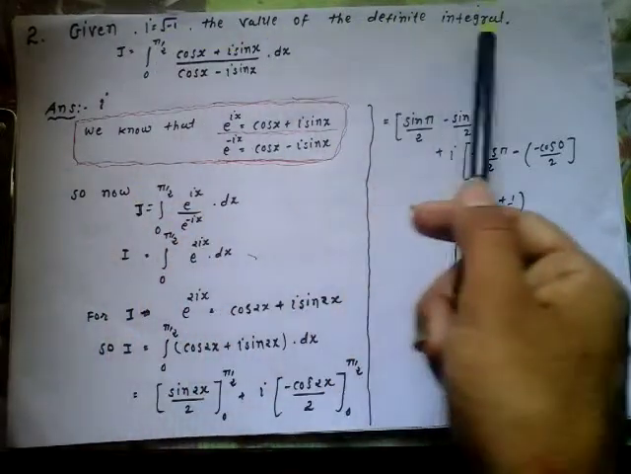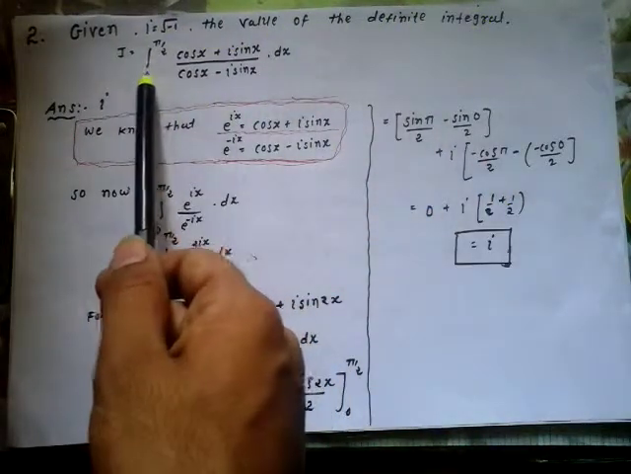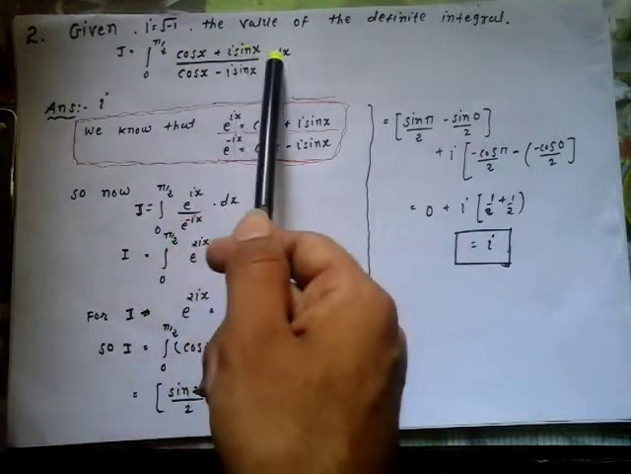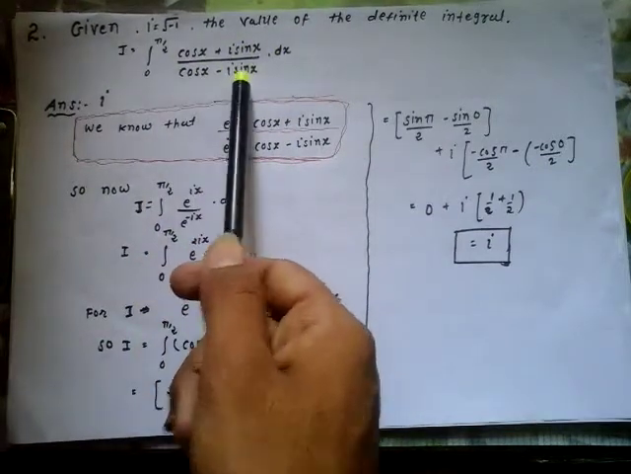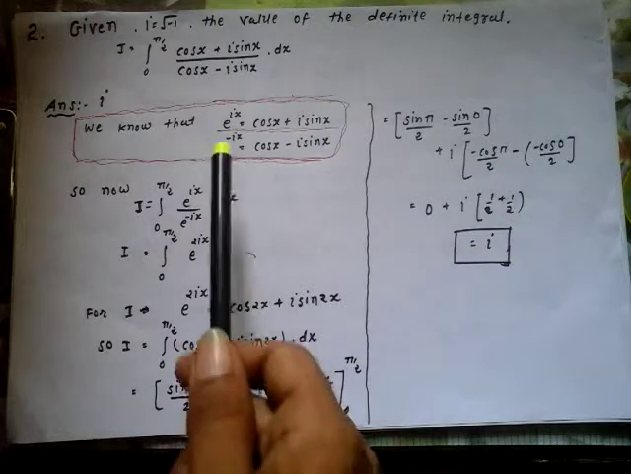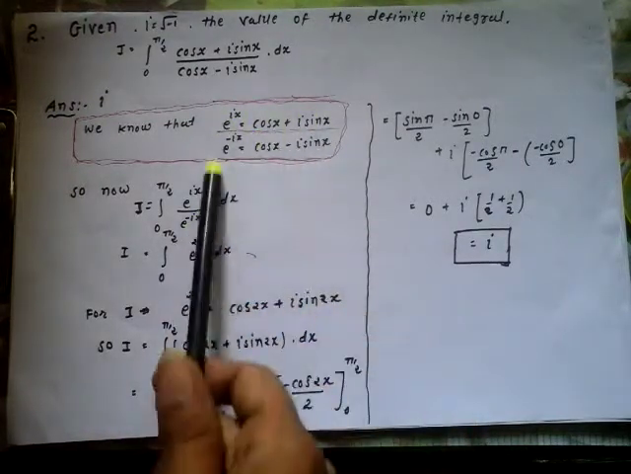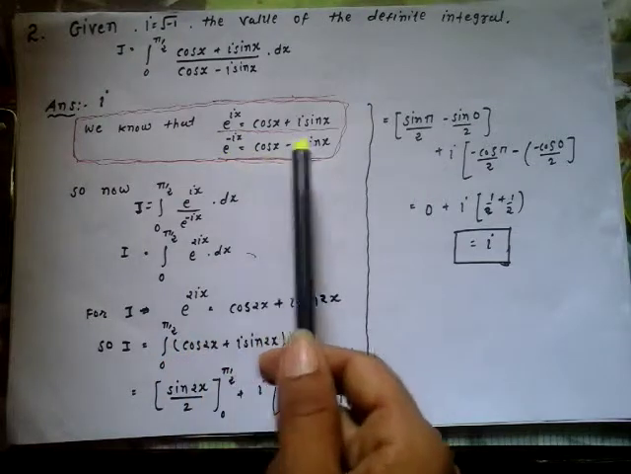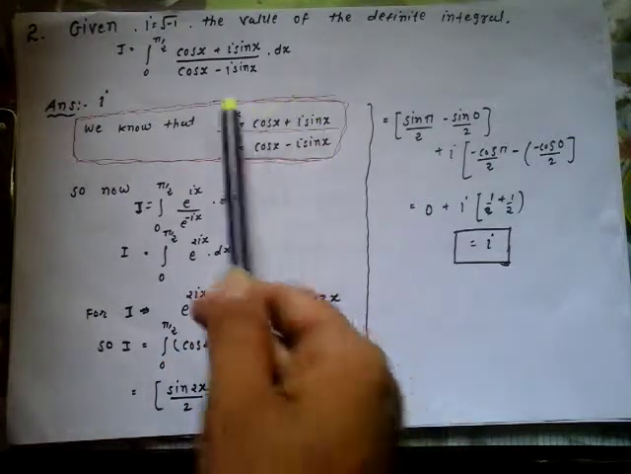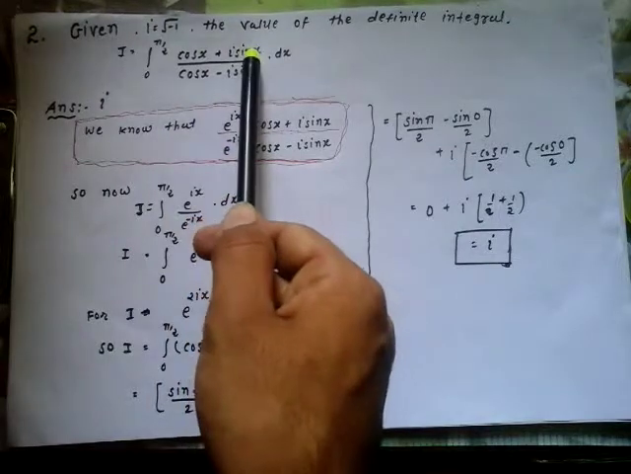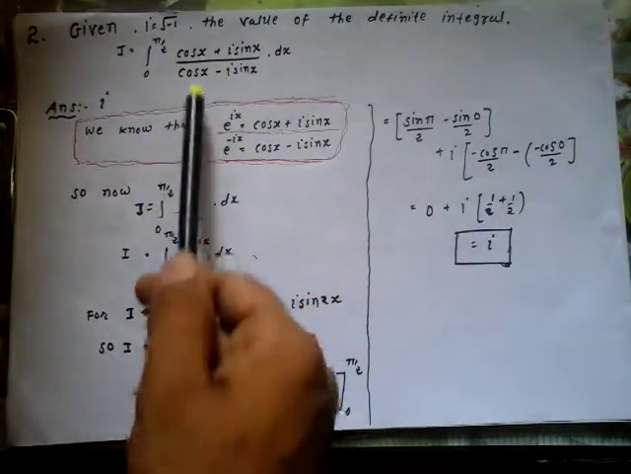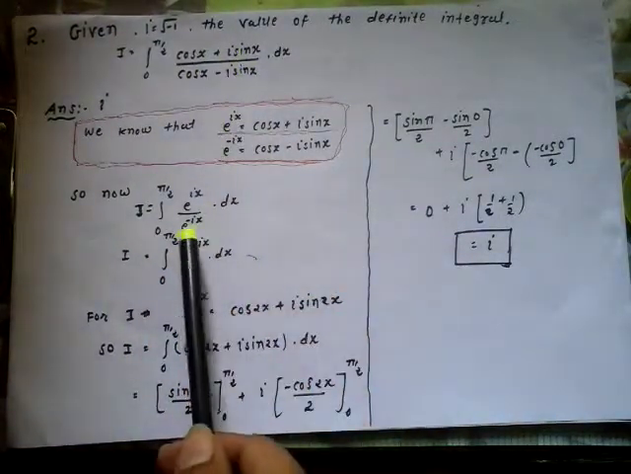Another one is given, i is equal to minus under root 1. The value of the definite integral from 0 to pi by 2 of cos x plus i sin x upon cos x minus i sin x. First, what you have to keep in mind is that e raised to ix is equal to cos x plus i sin x, and e raised to minus ix is equal to cos x minus i sin x. Got it? Now here cos x plus i sin x we write as e raised to ix, and cos x minus i sin x we write as e raised to minus ix.